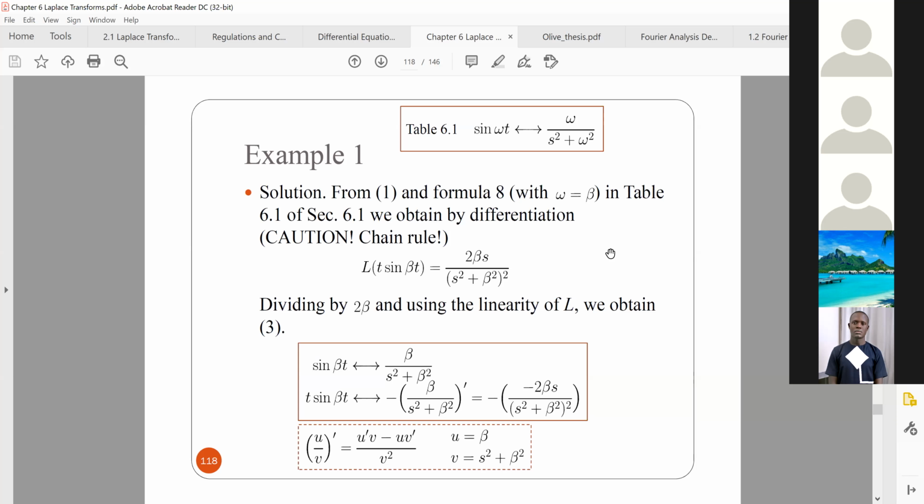I hope you've been able to get to that answer. I don't know if it was 2 minutes; I didn't check the time before I kept quiet. It just seemed like a long time. Anyway, you should be able to get this for t sine beta t.